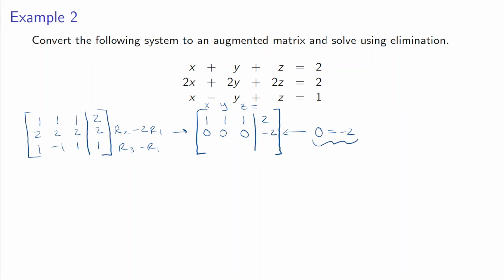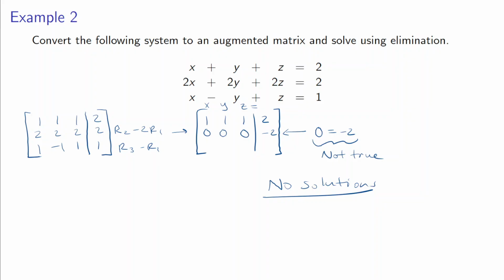And no matter what we plug in for x, y, and z in all these equations, this particular fact will never be true. So if we get a situation where we're row reducing and we get something like this, where it's 0 equals some non-zero number, then we can stop and we know that this particular system has no solutions.